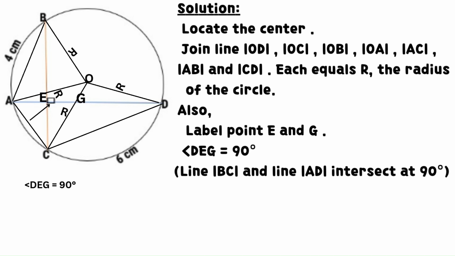Also, label points E and G. Angle DEG equals 90 degrees. The reason is that line BC and line AD intersect at 90 degrees.